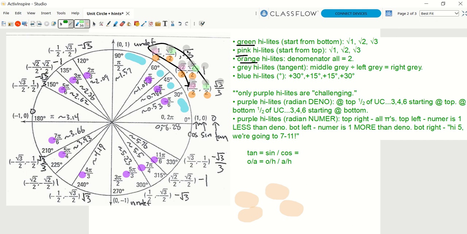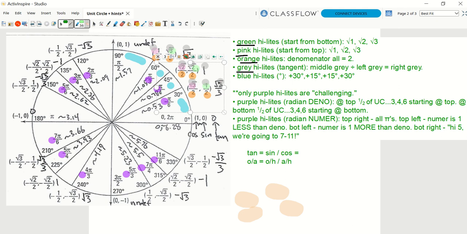Now let's talk about the gray highlights. A shortcut for the gray highlights is simply this: let me be consistent with my wording here. For the gray highlights, middle gray divided by left gray equals right gray. So root 3 divided by 1 is root 3. Root 2 divided by root 2 is 1. 1 divided by root 3 is root 3 over 3.